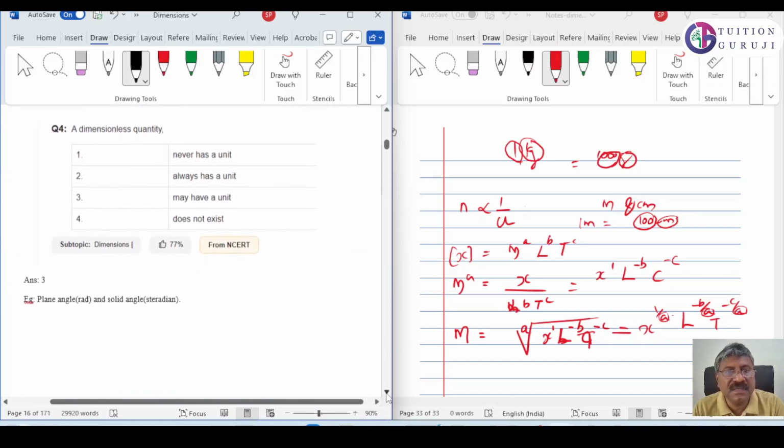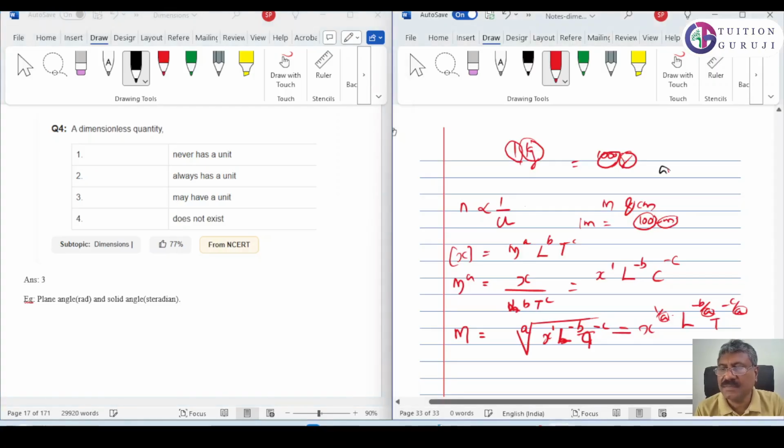Next question. A dimensionless quantity never has a unit, always has a unit, may have a unit, or does not have a unit. There is a possibility. For example, let us see angle. What is the angle? Arc length divided by radius. So it is L by L, it is dimensionless. But it has a unit, it is the radian.